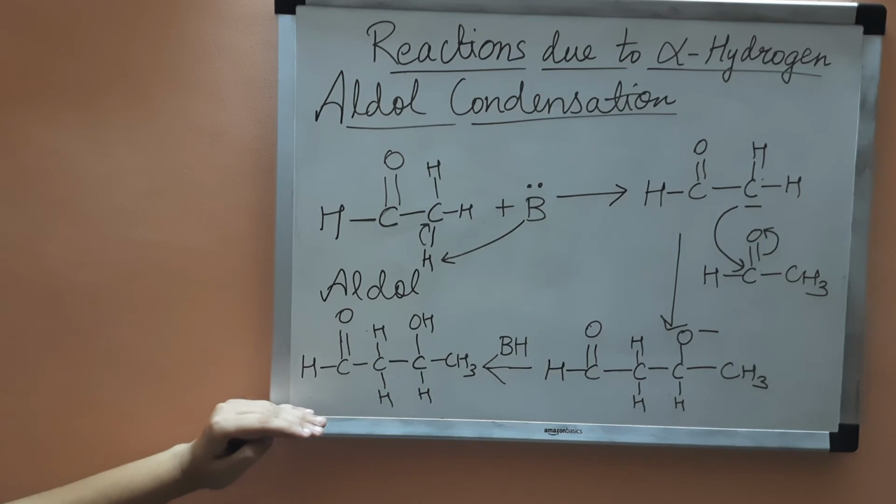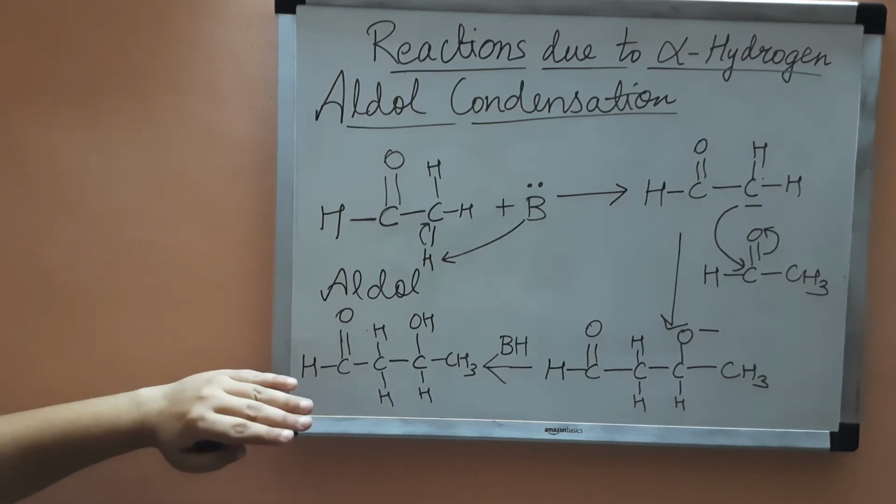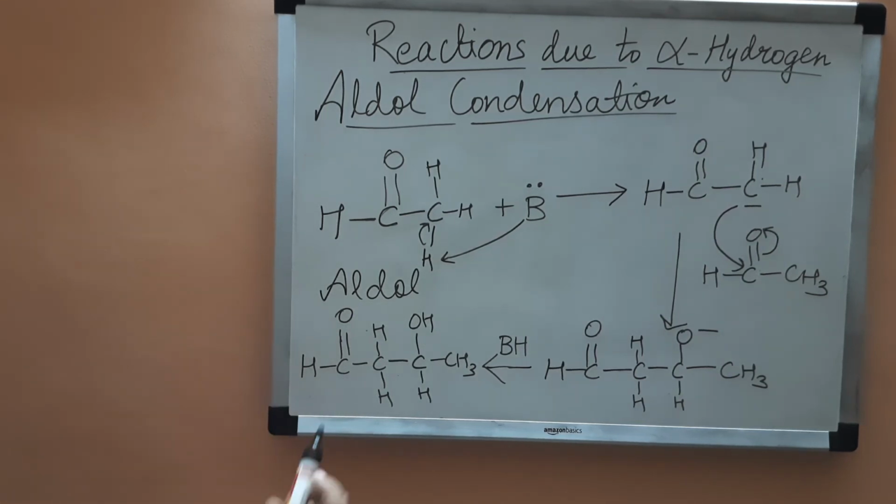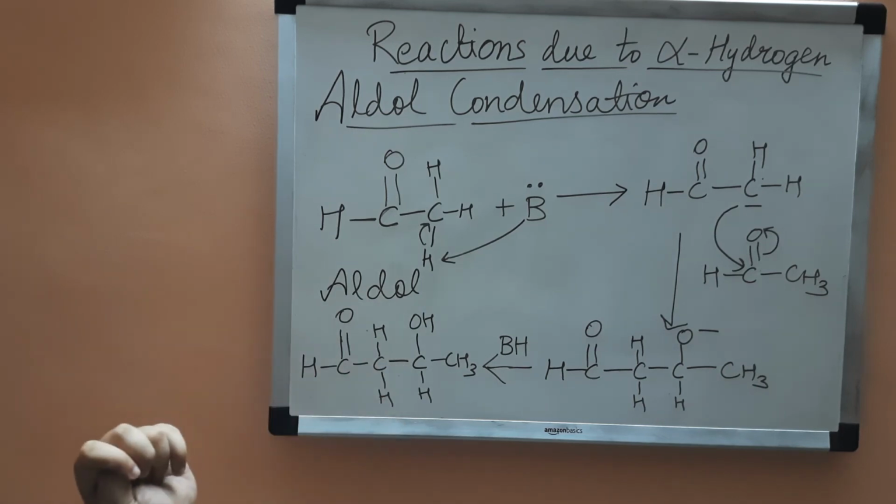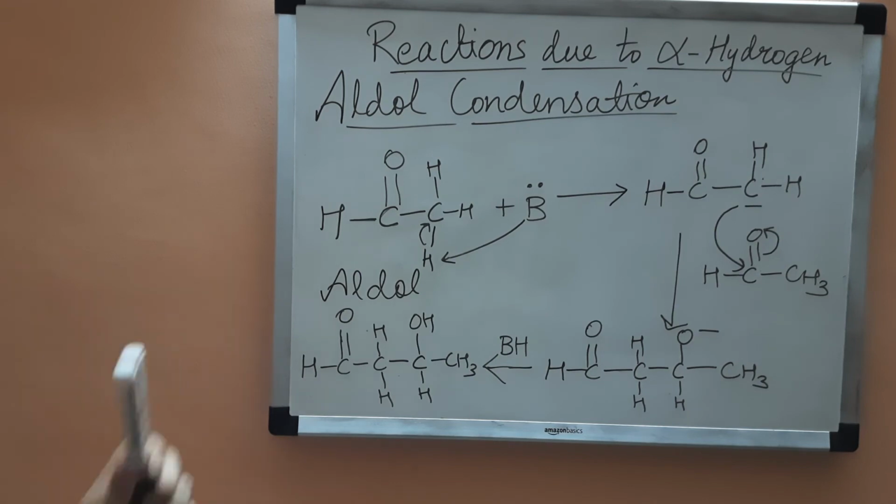So this is your aldol product, and its IUPAC name will be what? It will be 3-hydroxybutanal, because at the third carbon there is a hydroxy group and it is butanal due to the aldehyde group and 4 carbon atoms. So this was the mechanism for the formation of aldol.